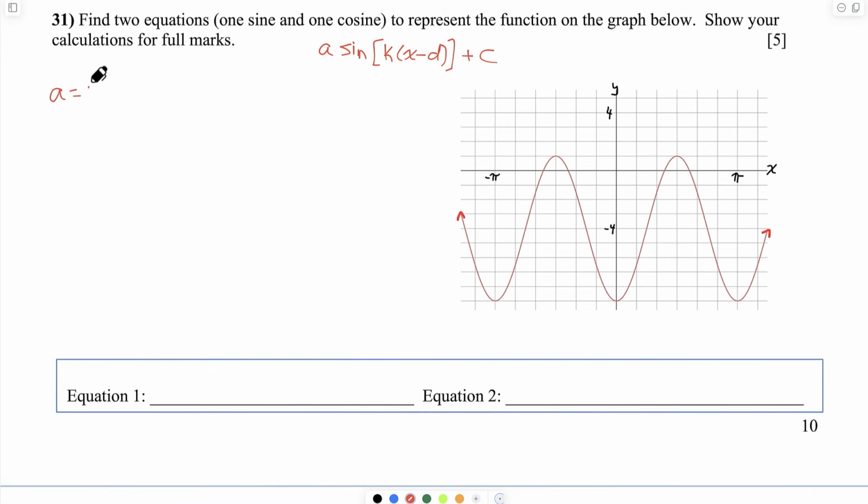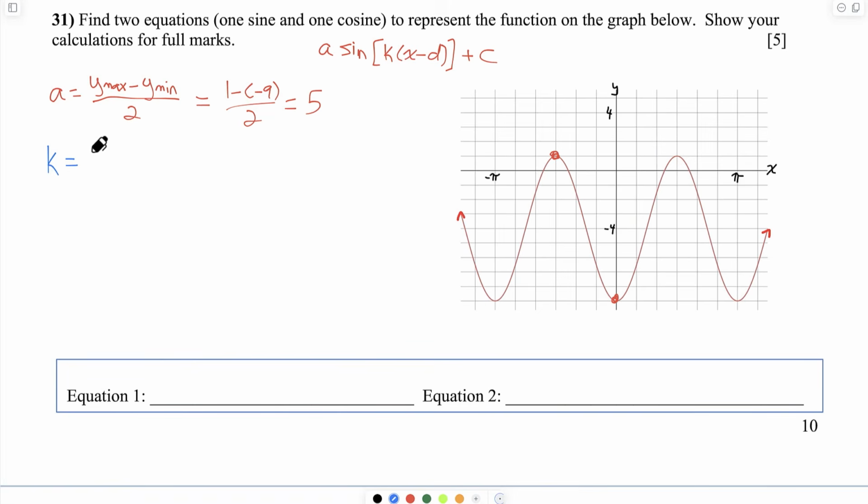We calculate a just by doing the max y value minus the min y value and dividing by 2. That gives us the amplitude of the function. Max y value is 1. Min y value is negative 9. So I have 1 minus negative 9 over 2, which is 10 over 2, which is 5. So the a value, or the amplitude of this function, is 5.